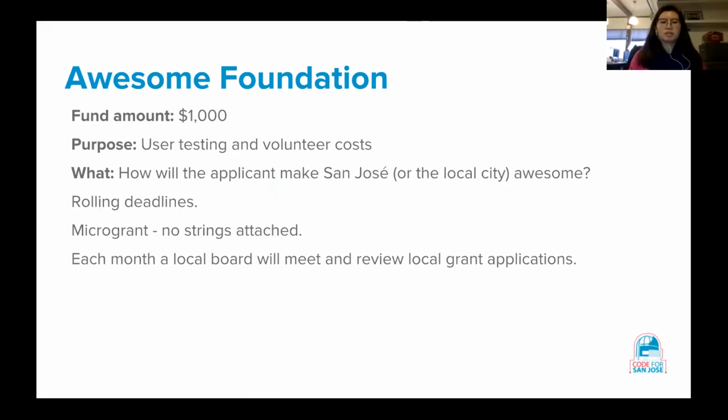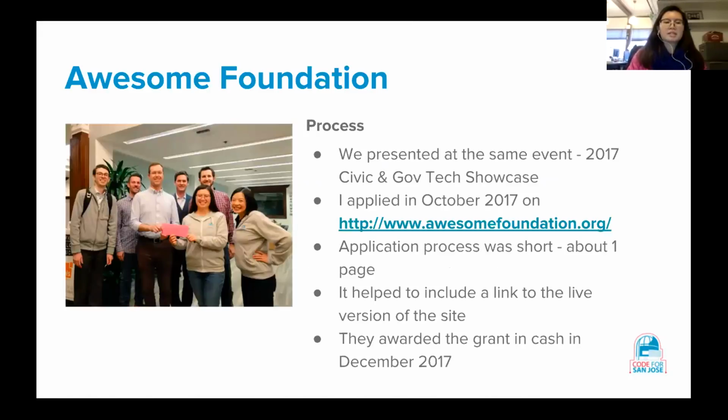Basically, Awesome Foundation is really great because they have rolling deadlines. Anyone can apply. There's no real restriction on who can use it. They just really want to see the applicant be able to make San Jose, or their specific city associated with the foundation, awesome with that grant. It's a microgrant and there's no strings attached, which makes it really nice. And each month the local board reviews local grant applications, and they'll let you know if you were the awardee for the month.